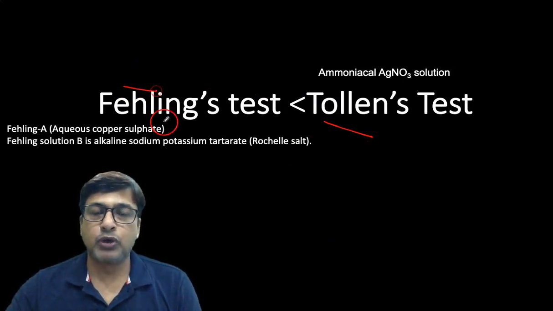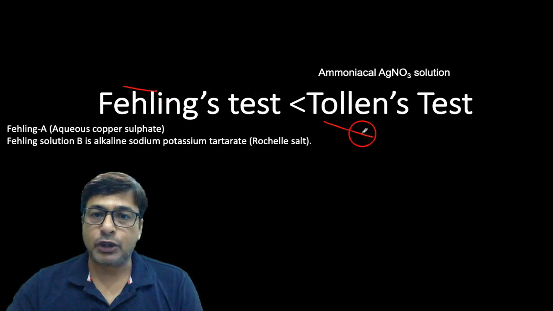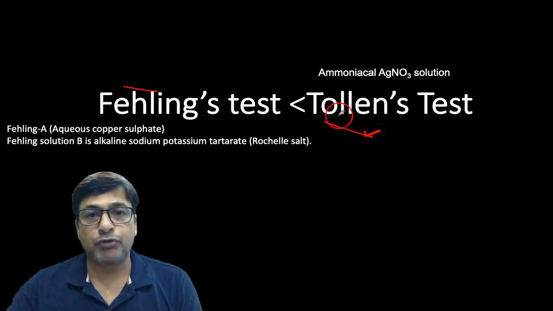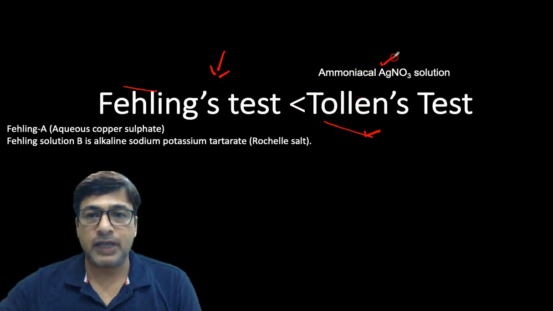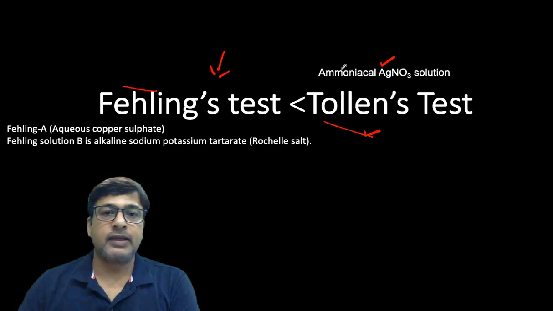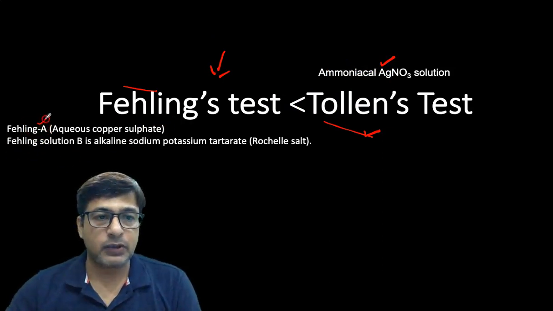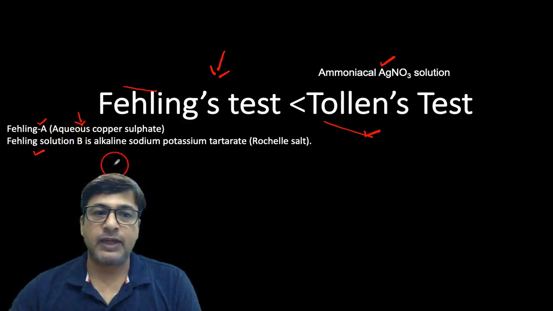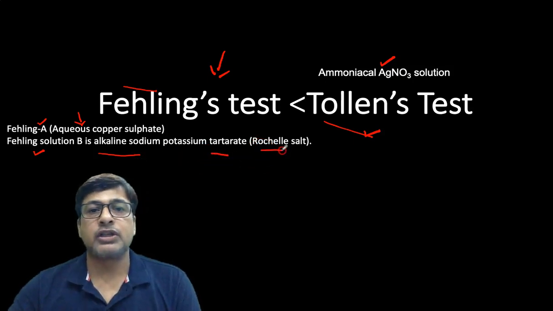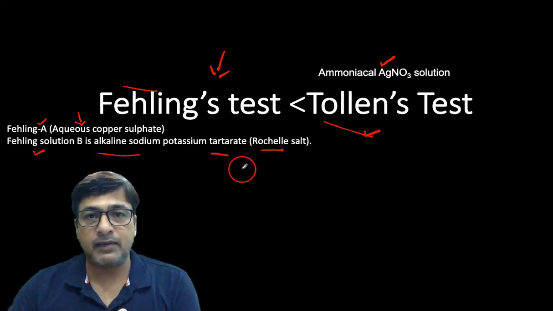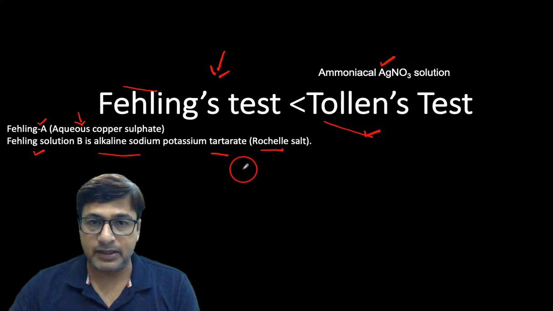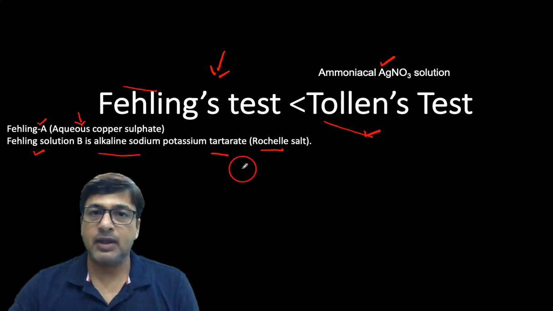Fehling reagent, both are weak oxidizing agents, and Tollens reagent is much weaker oxidizing agent than Fehling's reagent. What is Tollens reagent? That is ammoniacal AgNO3. And what is Fehling's reagent? Fehling reagent consists of two parts. One is Fehling A solution, second is Fehling B solution. Fehling A is aqueous copper sulfate, and Fehling B is alkaline sodium potassium tartrate, which is also known as Rochelle salt. So this is the Fehling reagent and this is Tollens reagent, and as I have already mentioned, both are weak oxidizing agents. Tollens is much weaker than Fehling.